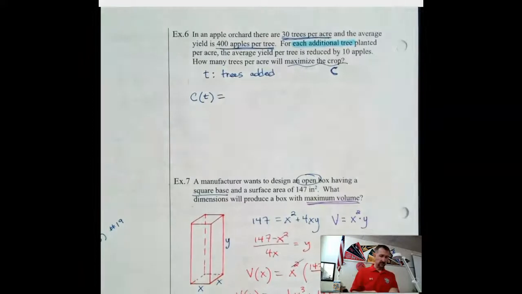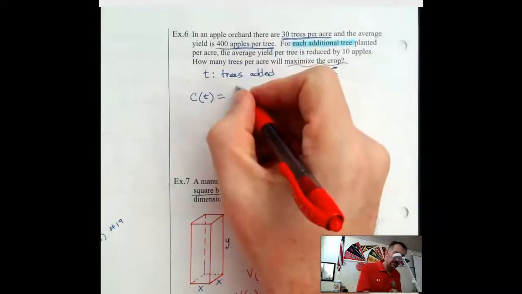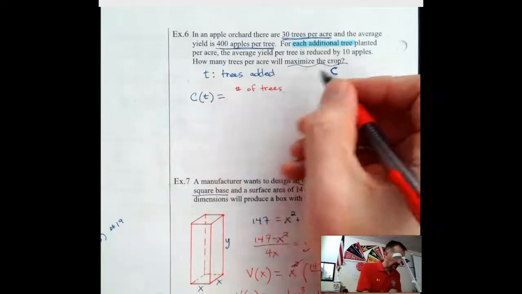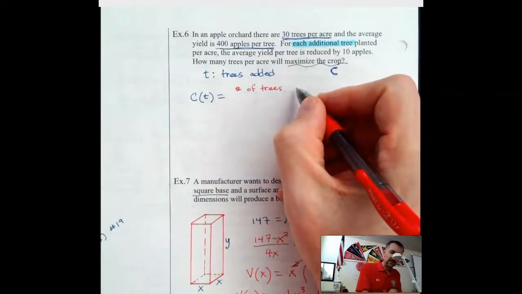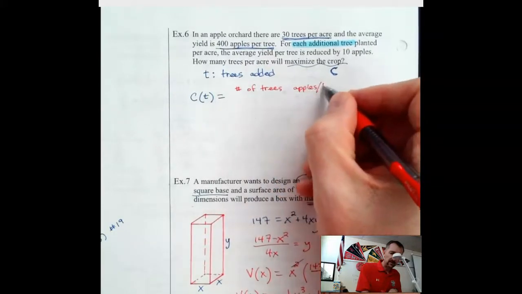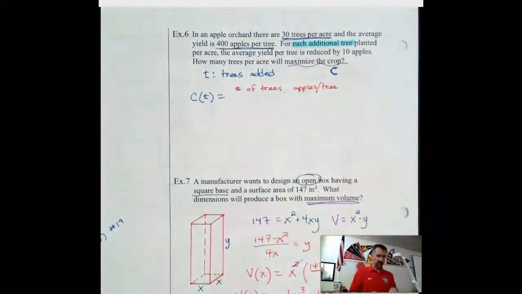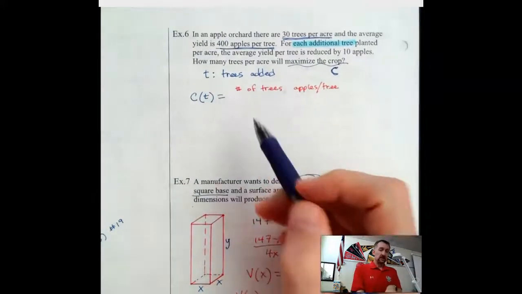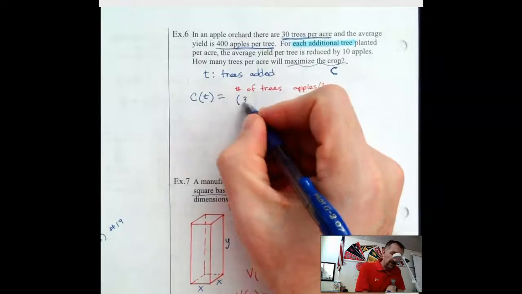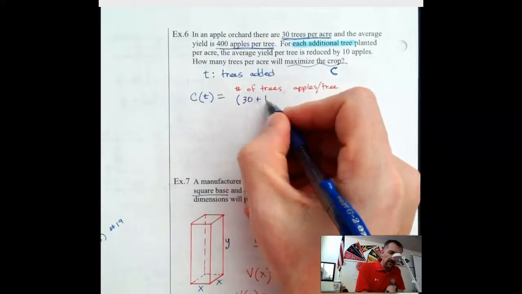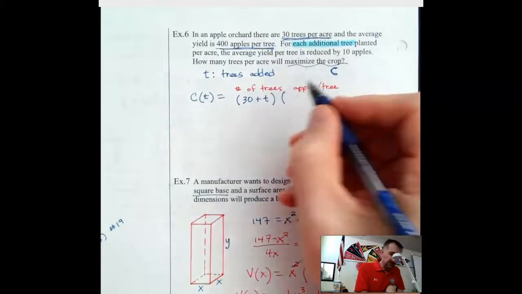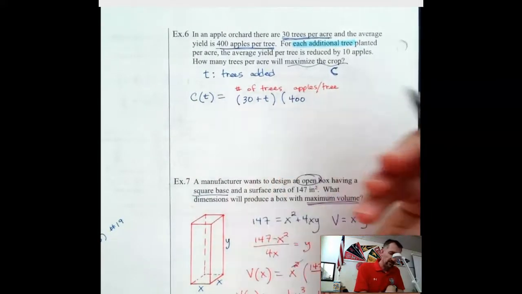Okay, so we're looking at two things here. We're looking at the number of trees, and we're looking at the yield, or the apples per tree, to tell us how many apples we'll have, right? So the number of trees, we started with 30 an acre, so we're going to have 30, and we can add trees if we want to. And the yield of the trees starts off at 400.